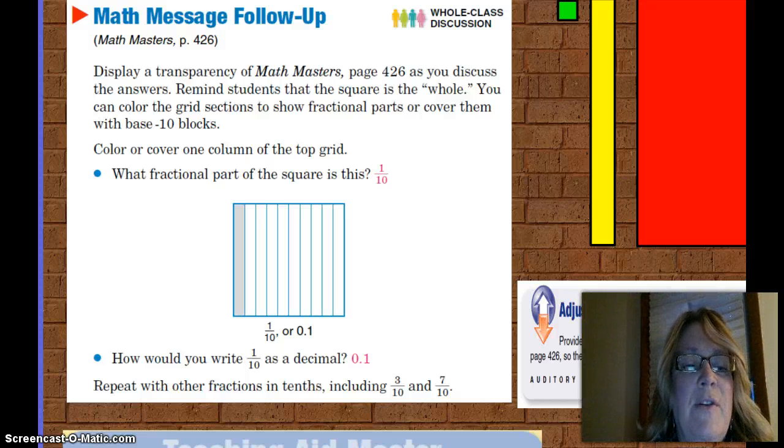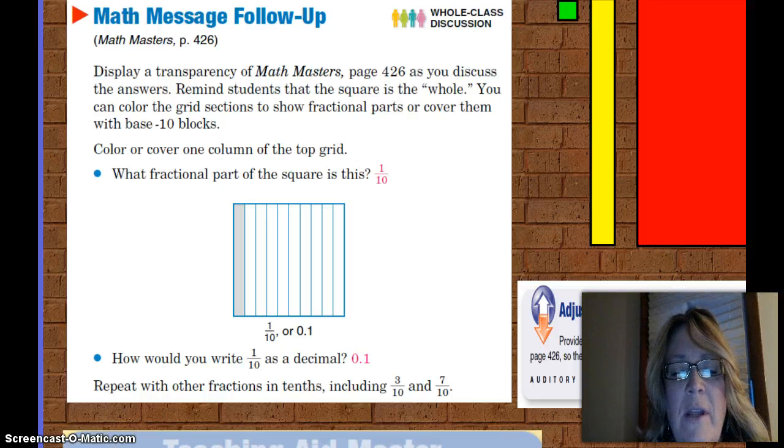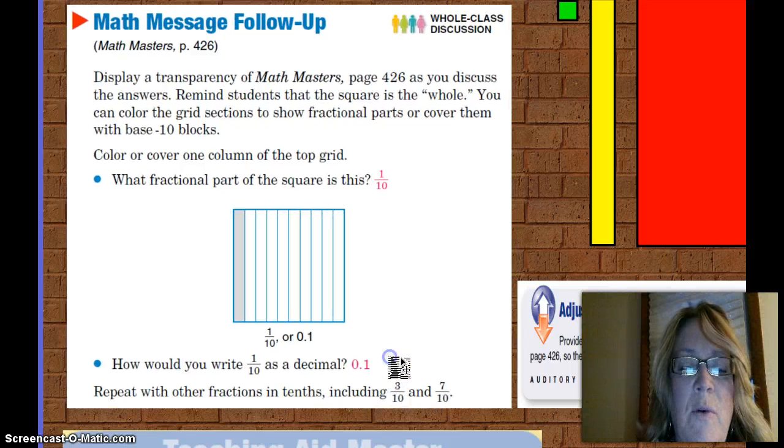In order to understand how to write it as a decimal, it's showing you the fractional part of the square below. They're telling you that it's 1/10, and again they're just stating that it's written as 0.1. So you would write 1/10 as a decimal as 0.1. You repeat this with other fractions in tenths, including 3/10 and 7/10, which would simply be written as 0.3 and 0.7.